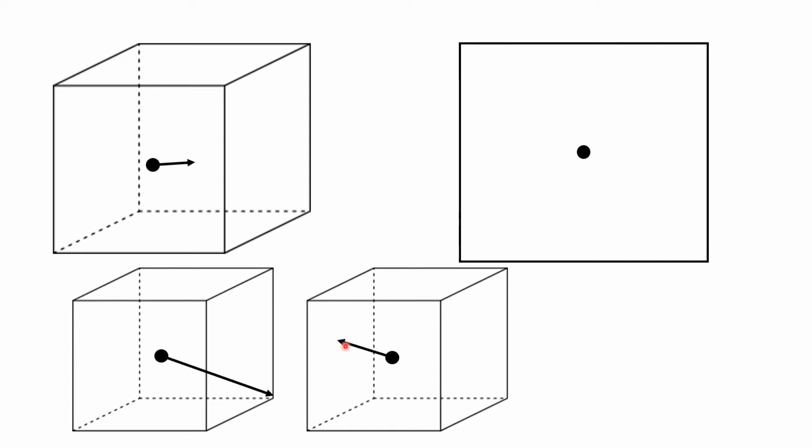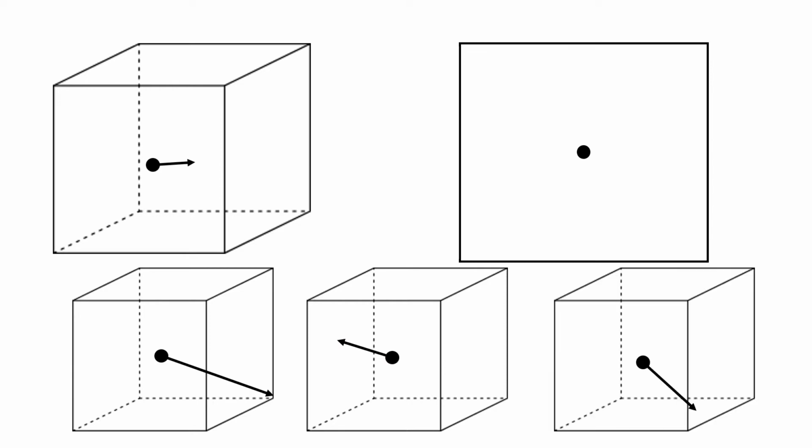Or it could point somewhere over here, and then we would measure the length to this face from where the arrow is pointing. Or I could point just like here, I guess.